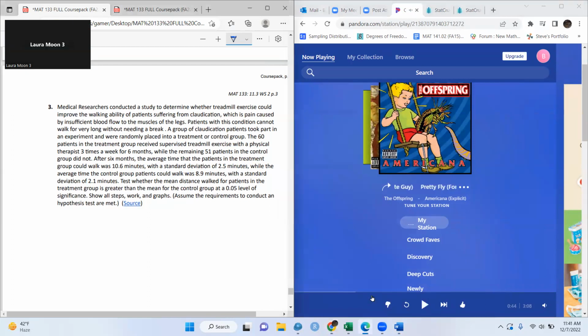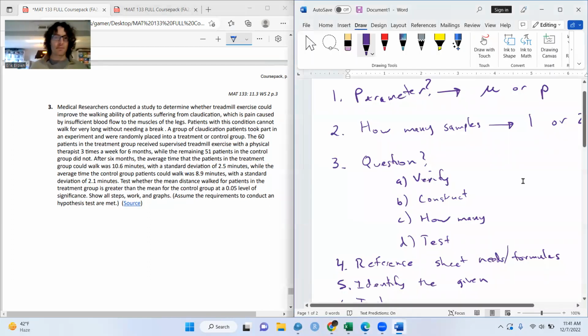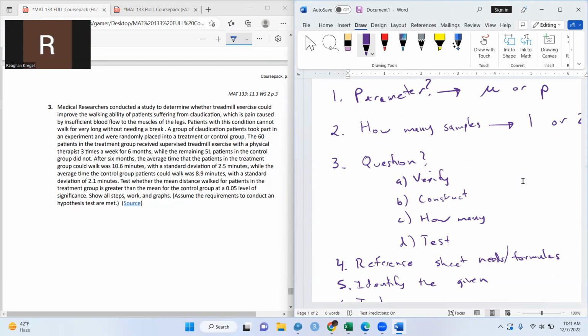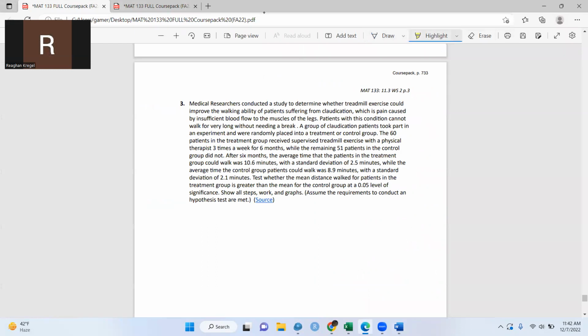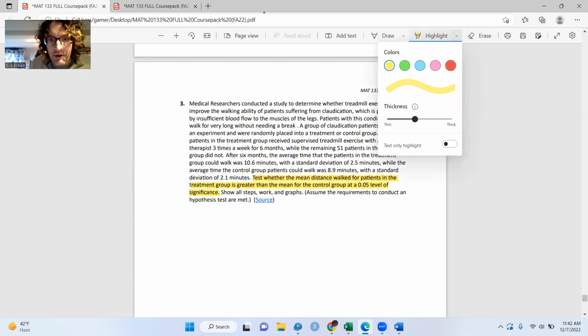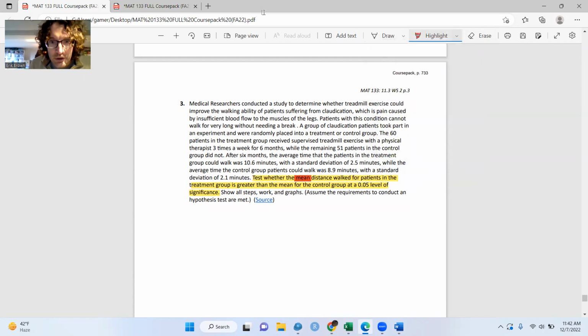Okay, let's talk about it. What's the parameter? Mu. Good. How did we know? Because there's average and mean and standard deviation. Nice. And right here, this is like the key sentence. It says right in there, mean distance. Good. So we're working with a mu.